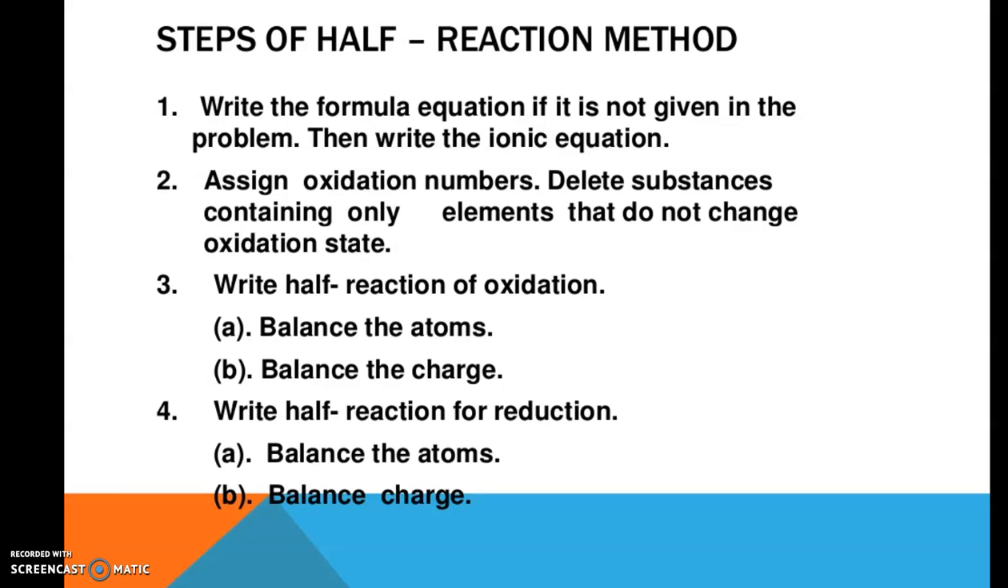Then the next step is write the half reaction of oxidation. How to write the half reaction? For the half reaction, balance the atoms, balance the charge. Write the half reaction for reduction. We know a redox reaction consists of two reactions, both oxidation and reduction. So first write the half reaction of oxidation, that is only the oxidation part. Then balance the atoms and balance the charge. The next step is write the half reaction for reduction, that is, balance the atoms, balance the charge.